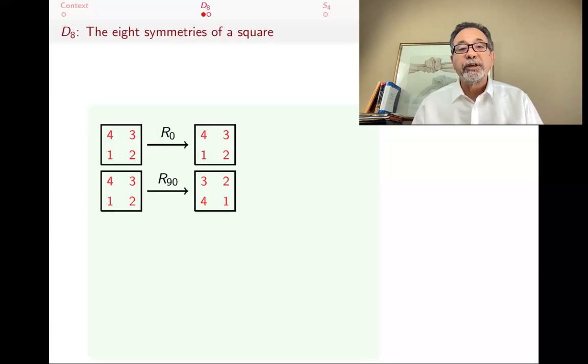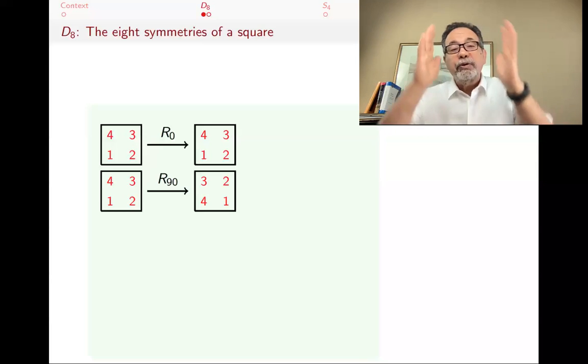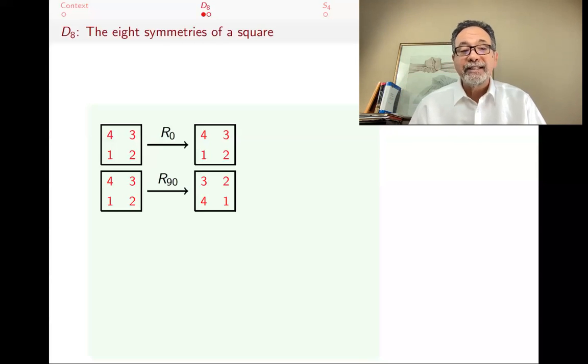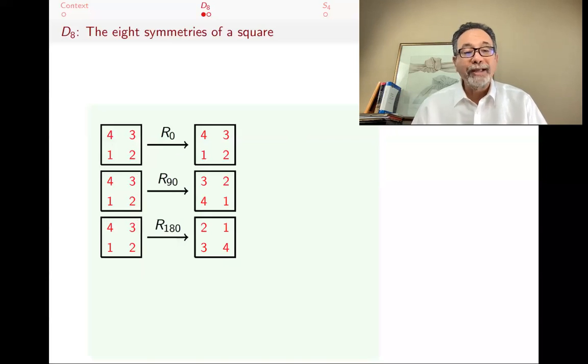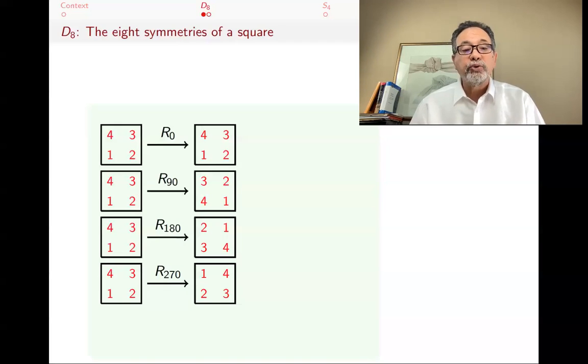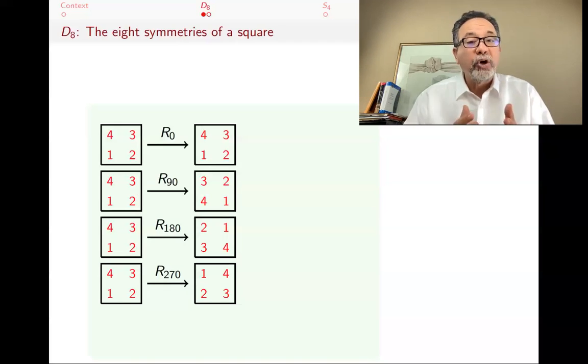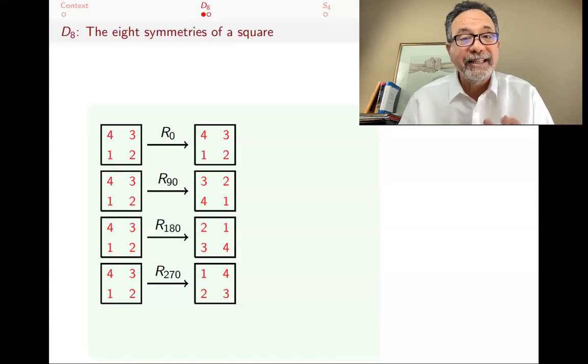All rotations are going to be counterclockwise. So a 90-degree rotation counterclockwise is a symmetry. 1 goes in the place of 2, 2 goes in the place of 3, 3 goes in the place of 4. That's one symmetry of the square. Well, you can do that twice, and that's the same as a 180-degree rotation, or 3 times, and that's a 270-degree rotation. And in fact, R0 is the same as a 360-degree rotation.